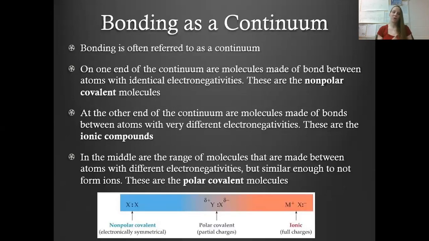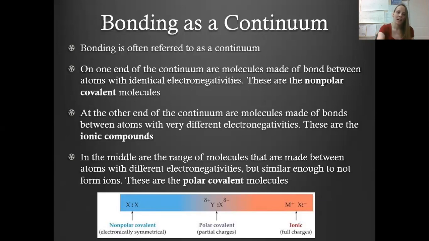Okay, the last thing, bonding is sometimes referred to as a continuum. On one end of the continuum, we have non-polar covalent bonds. So any molecules that are non-polar would be at one end of the continuum. Kind of in the middle, where we have slightly positive and slightly negative ends, are our polar covalent substances. And then at the other end of the continuum, we have ions that are fully positive and fully negative bonding to each other. That's our ionic bond, obviously.